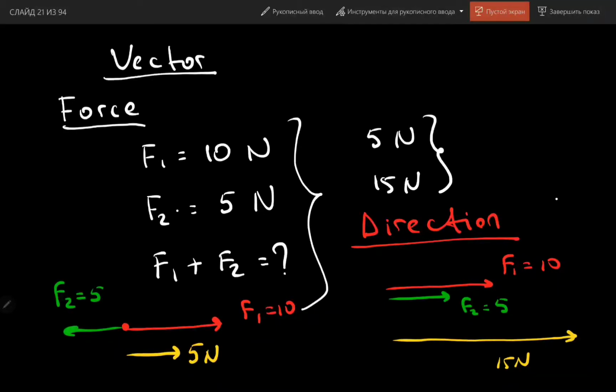Why is direction important? Because of this example. Yes, this example was just to explain why direction is important. For scalar quantities, direction is not important because it's useless. Mass, for example, 1 kilogram plus 3 kilogram, it will give you 4. There is only one way. For example, 1 second plus 10 seconds, it will give you 11. There is no other way.